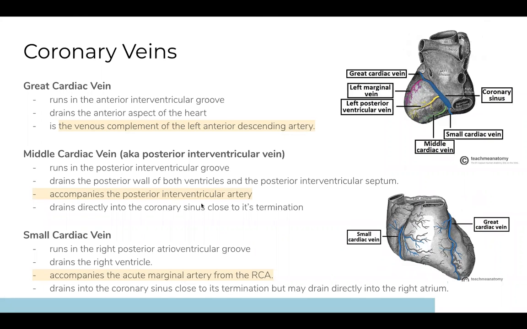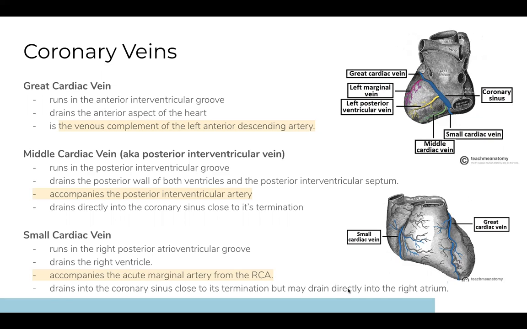Middle cardiac vein, it can be called your posterior interventricular vein. That might help you remember that it accompanies the posterior interventricular artery. So they run together, and that runs at the back. Middle cardiac vein here. And then you have your small cardiac vein, which runs in the atrioventricular groove, so between your right atrium and ventricle, and that follows the marginal artery from the right coronary artery. So in that kind of area.